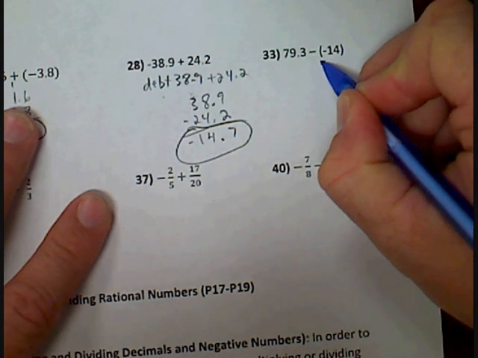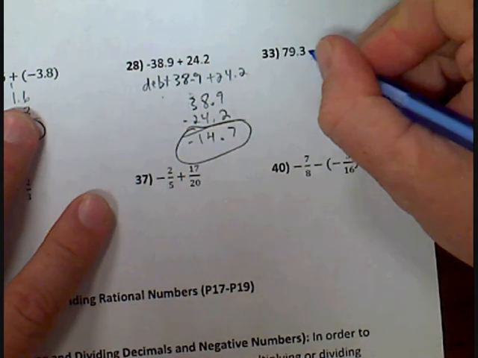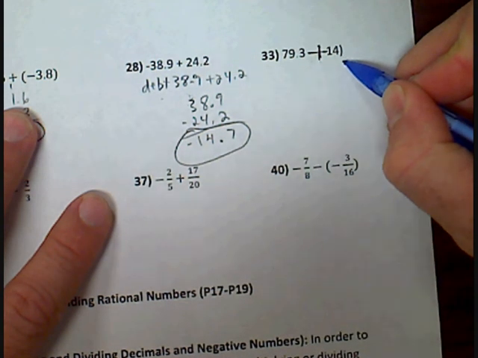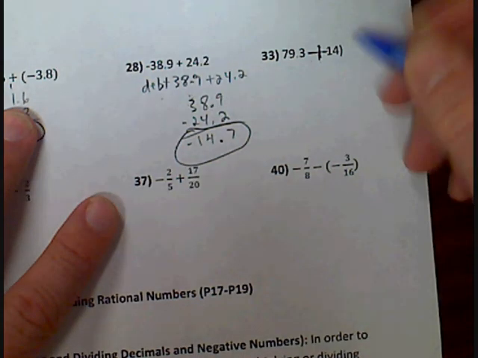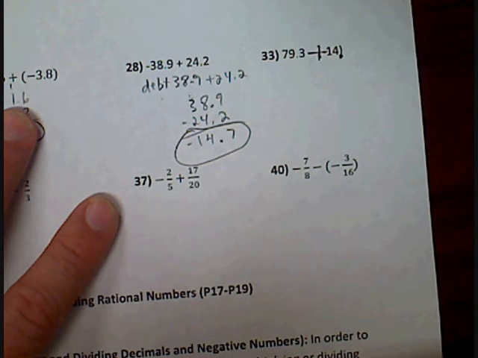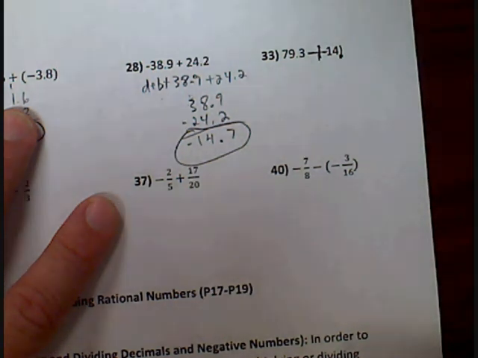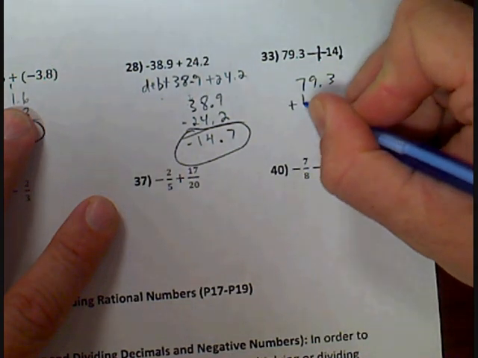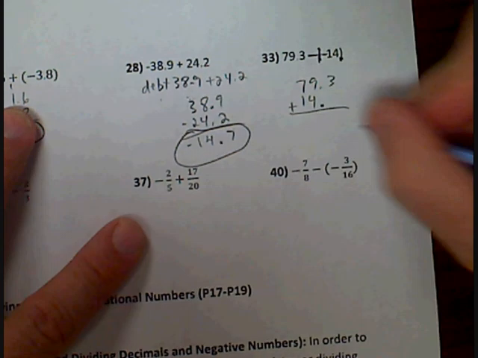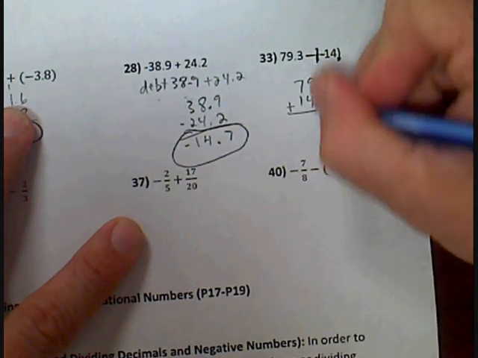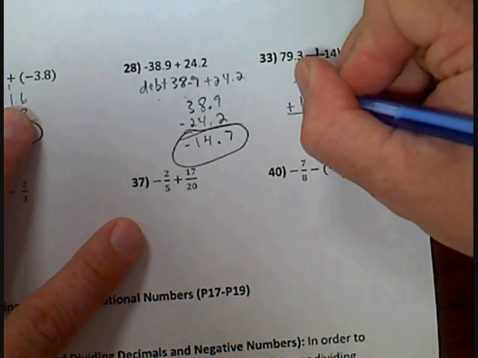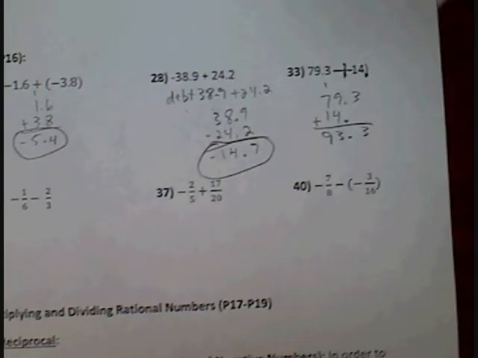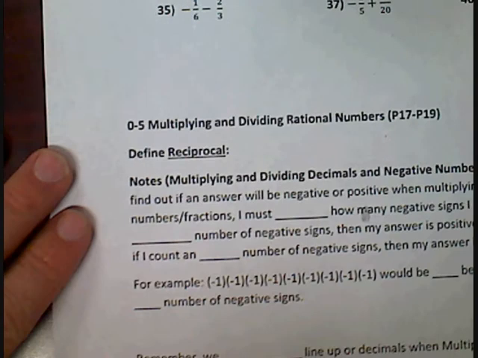Take away debt. How can I take away debt? By adding 14. 14 does not have a decimal. I need to add a decimal always at the end. And I still line up my numbers. 79.3 plus, line up my decimals, 14 goes on the left side. 3, 13, 9, 93.3. Go ahead and try number 35.